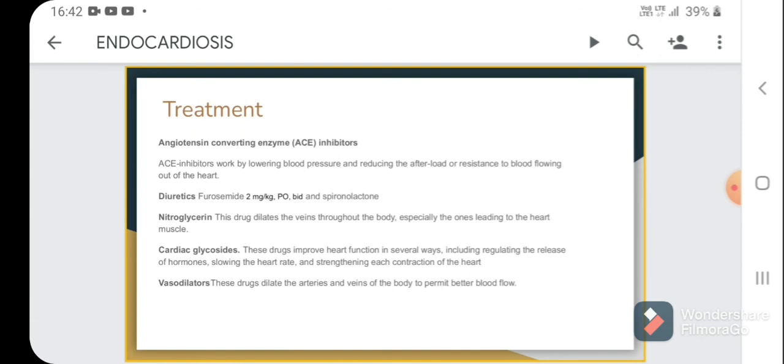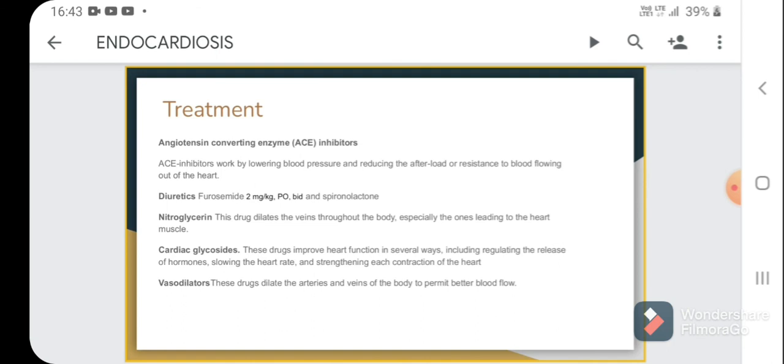Next, we have nitroglycerin. This drug dilates the veins throughout the body, especially the ones leading to the heart muscle. This helps in complete perfusion of the heart muscles and their better contraction. This permits better heart contraction and allows blood to move more freely to the other body tissues. But it is only effective for 1 to 2 days because the body develops resistance to this drug. Therefore, it is only used during an emergency or crisis. It is often applied topically in an ointment form.